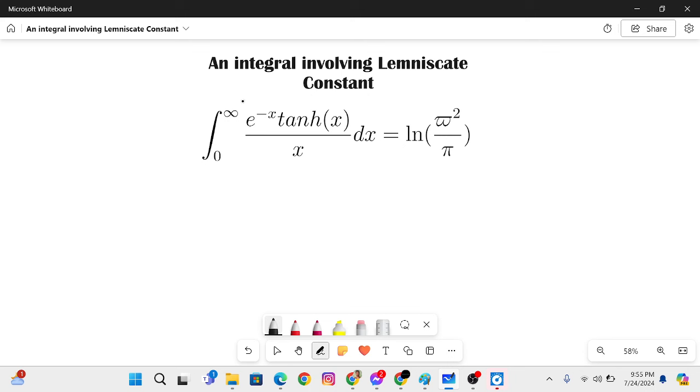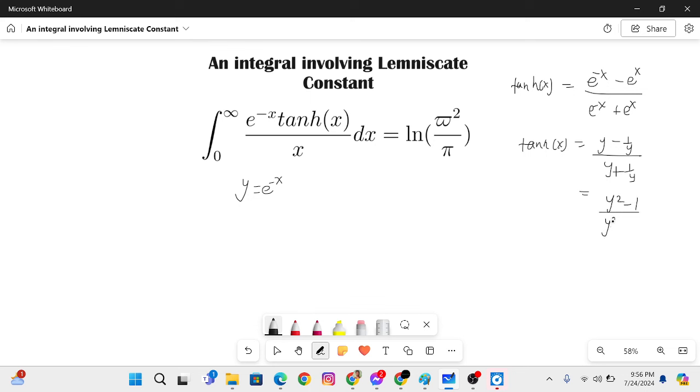To prove this, we will first make a substitution that y is equal to e to the power minus x. The reason I'm doing this is that in tan of x we will have e to the power x and e to the power minus x, so it should get simplified. Now, we know that tan x is e to the power x minus e to the power minus x by e to the power x plus e to the power minus x. Therefore tan x will just be y minus 1 by y over y plus 1 by y, so this is y square minus 1 by y square plus 1. This will be tan x, and now x will just be minus ln of y.